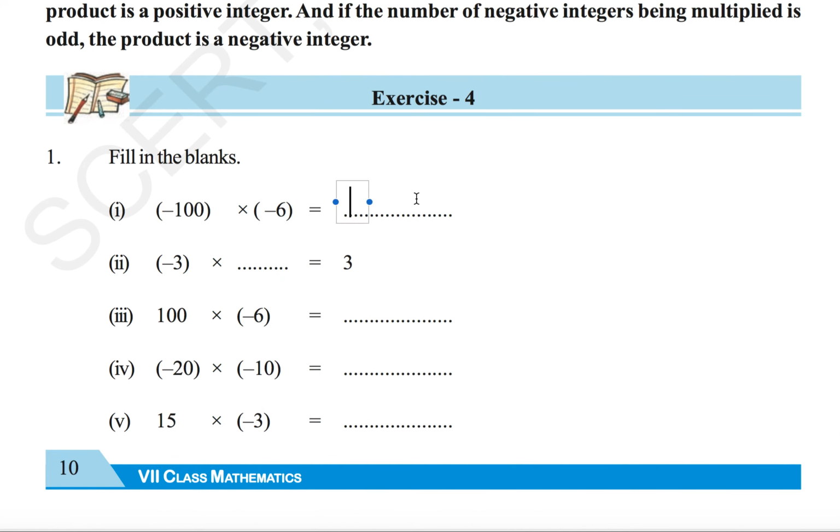So this is 600. What about this? 1. No, no, no, no. Minus 1. Where are the brackets? What about this? Minus 600. What about this? 200. What about this? Minus 45.